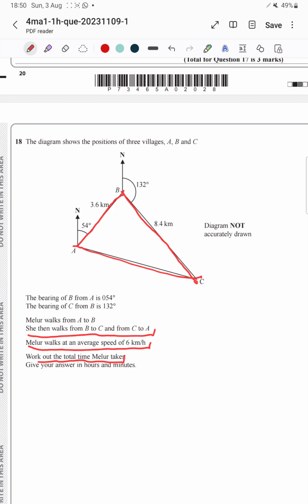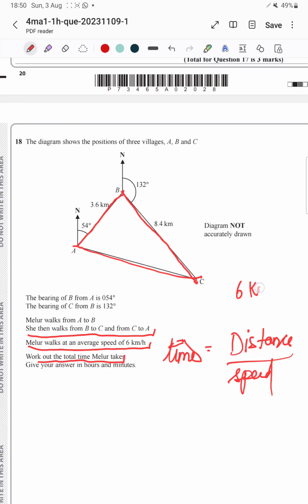So we have to find out the total time. Time is equal to the total distance traveled over the speed. Now the average speed is given to us, that is 6 kilometers per hour. We have to find the total distance. Now the thing is, we know this distance, but we don't know AC.